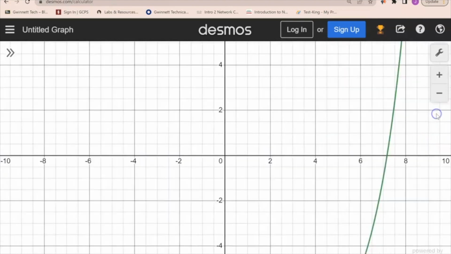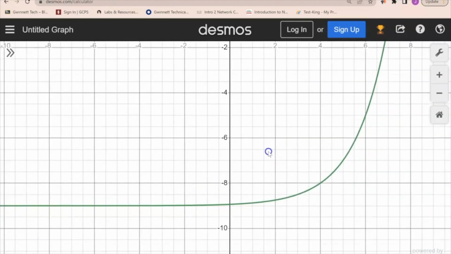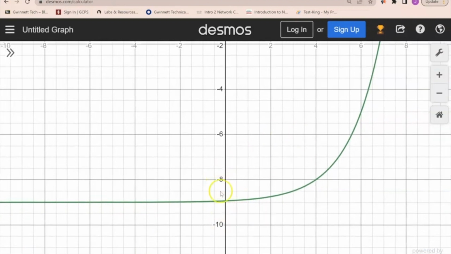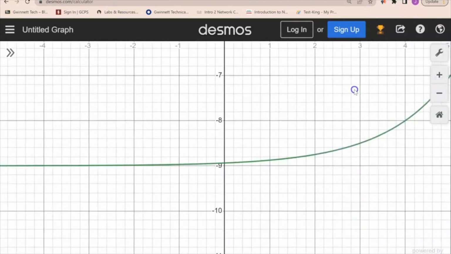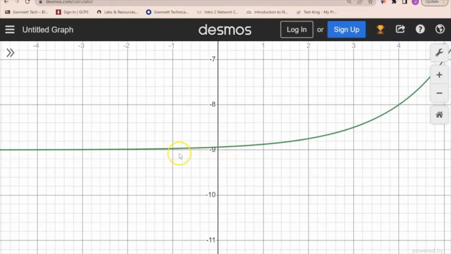All right, I'm going to press home just to go to the normal graph, move my graph up, and then zoom in till it's going up by 1s, because I need to be able to read my graph. So my isotope is at -9, and then I'm going to keep going until I find a corner.